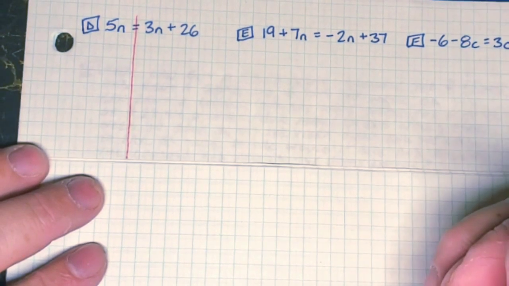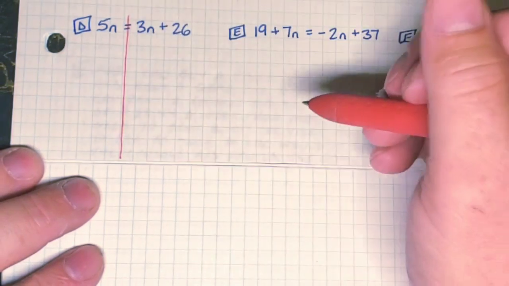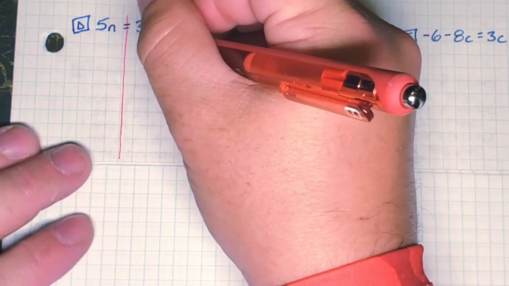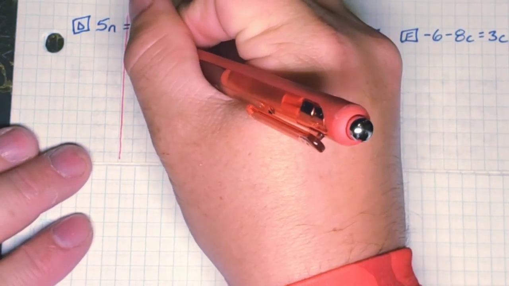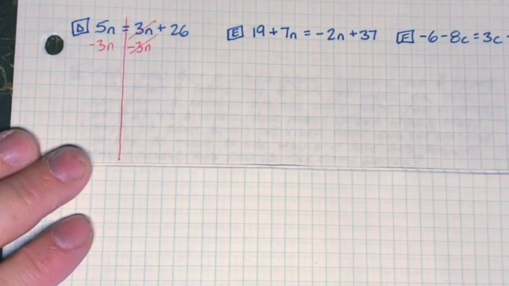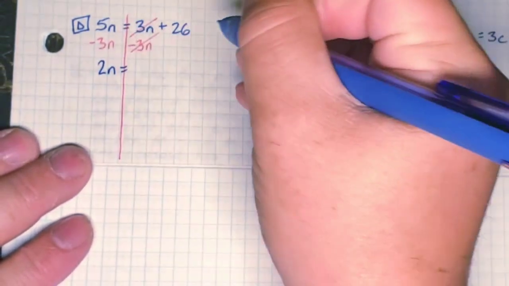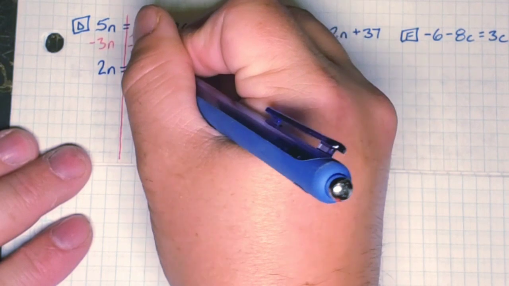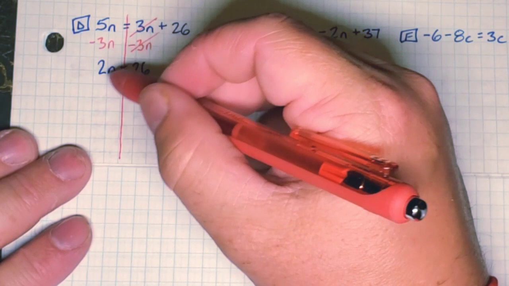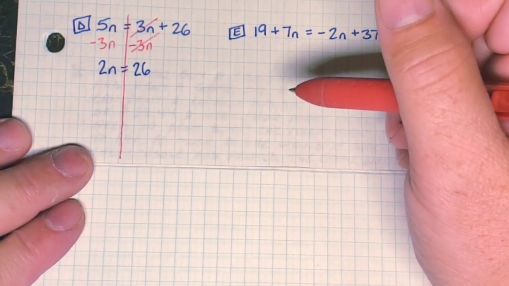Letter D says 5n equals 3n plus 26. So there's a variable on both sides. Let's move it. Start with the least coefficient. That'd be this 3. How do you get rid of 3n? You subtract 3n. And whatever you do to one side, you got to do to the other. That leaves us with 5n minus 3n equals 2n and a positive 26. The reason we choose the least coefficient is it will always give us a positive variable, which is nice. We don't have to do that extra step at the end.